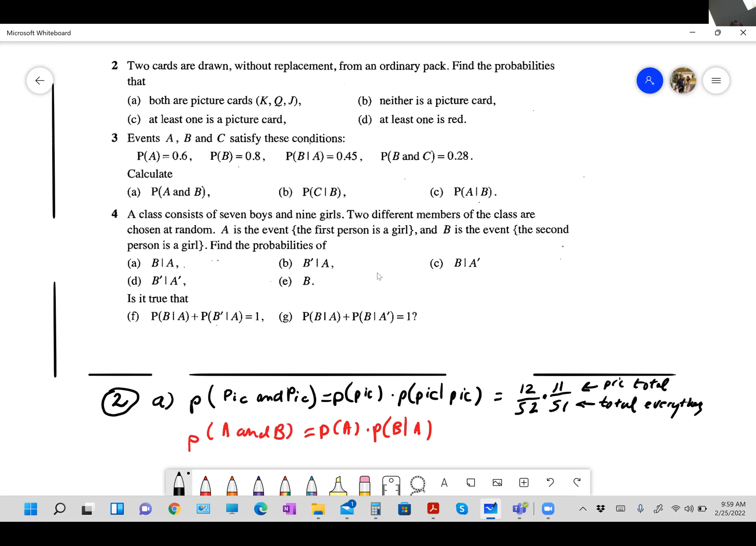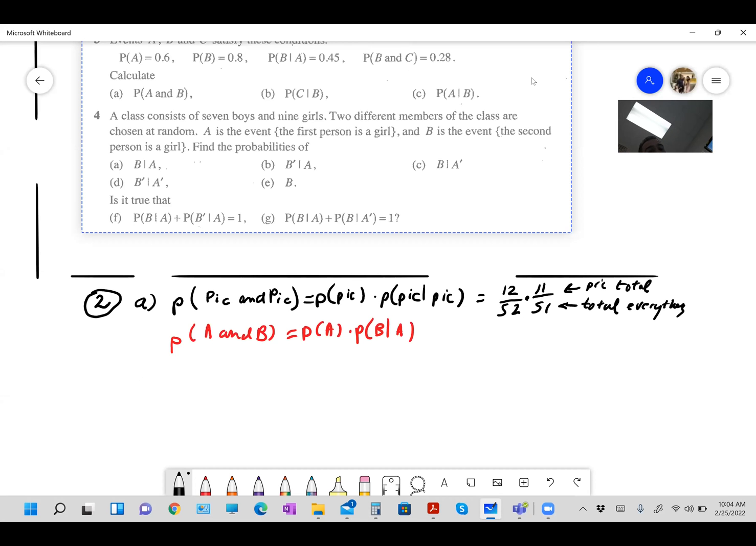Okay, neither is a picture card. So I'm going to stop the recording. Now that I've armed you with an example, could you please try and do B, C, and D on your own? I'll pause the recording. Multiply it out and reduce it. You're smart enough for that, I think. Resume recording.